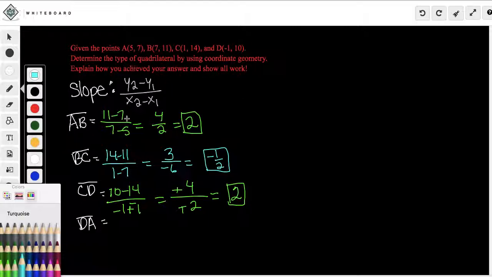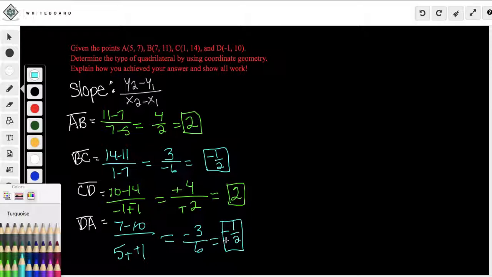And then we're going to find our last slope of DA. So the A's are going to be our 2's. The D's are going to be our 1's. So y2 minus y1 would be 7 minus 10 over 5 minus negative 1. And of course we know that's the same as plus positive. 7 minus 10 is negative 3 over 6 equals negative 1/2.